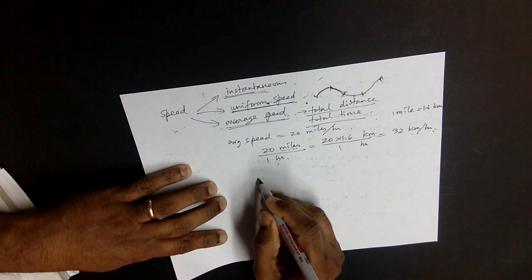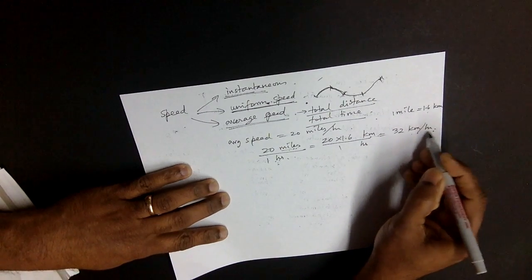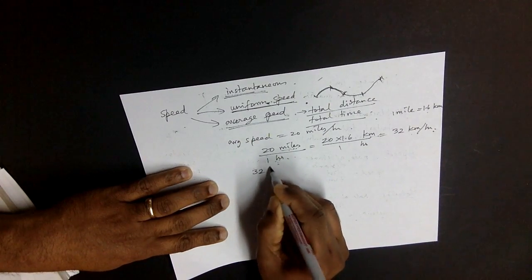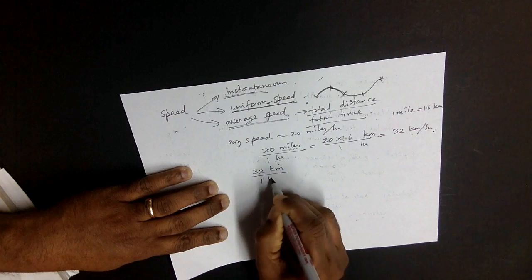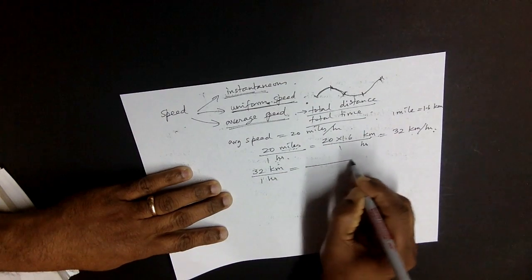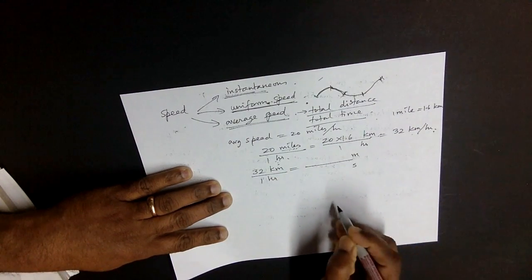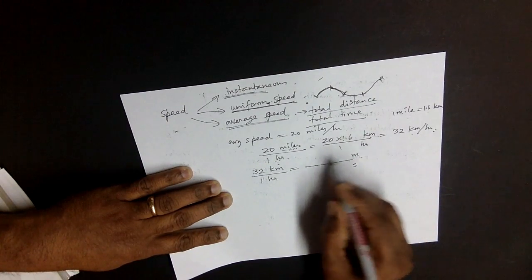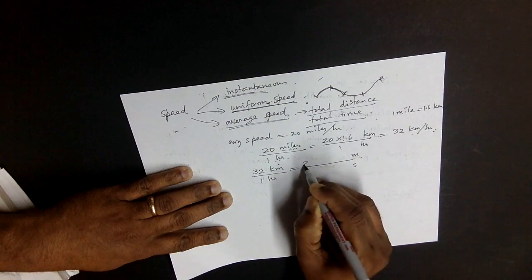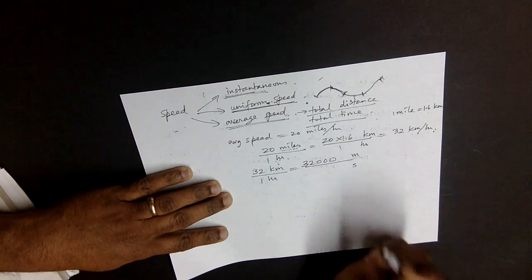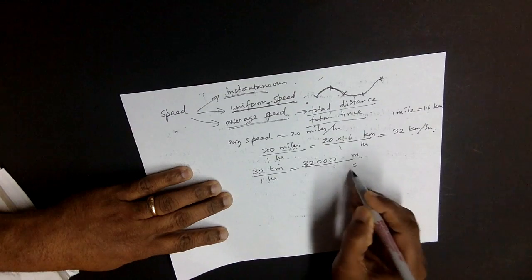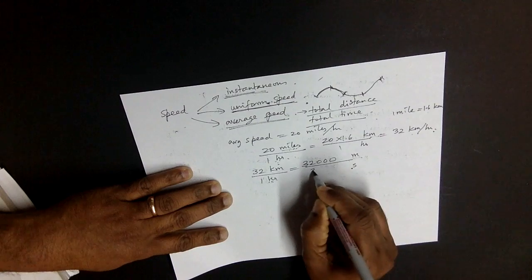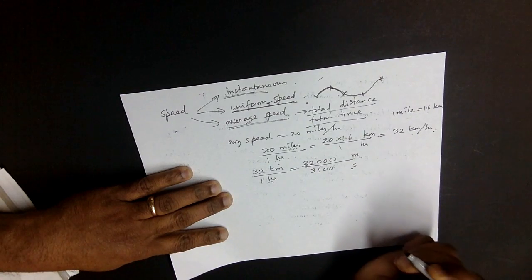Now, if you want to convert this further to meters per second, take that again, 32 kilometers per hour. You want to change it to meters per second. Kilometers to meters. The unit is going smaller 1,000 times, so the number has to go bigger 1,000 times. Hours to seconds. Second is smaller than hours by 3,600. So there are 3,600 seconds in an hour.